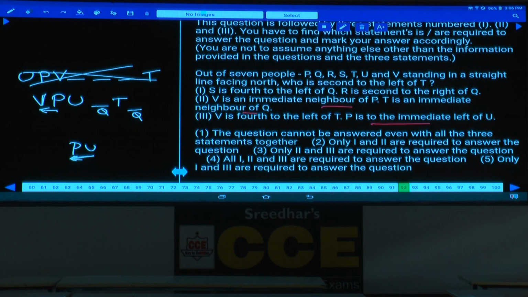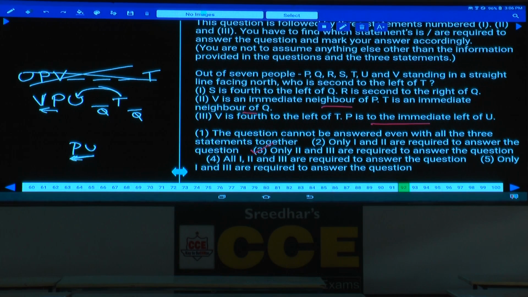Tell me, are we getting the answer or not? And who is seated second to the left of T? Q is seated, U is seated. Are we getting a definite answer or not? Yes, what is your answer here? Only 2 and 3 are sufficient to determine the answer. That is choice 3.